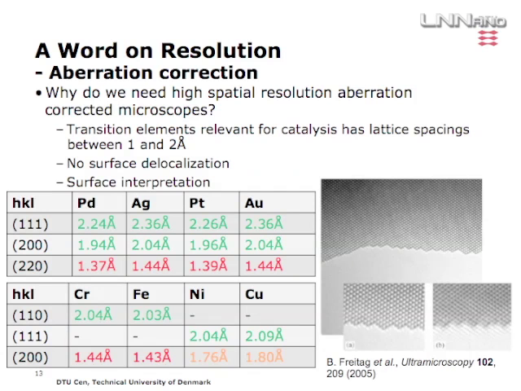Just a quick word on resolution here. Why do we actually need to go to these super high resolution aberration corrected microscopes? Coming from the catalysis world, many of the active elements we look at are the transition metals like platinum, gold, palladium, silver, and maybe more of these down here: chromium, iron, nickel, and copper. Many of the lattice spacings you can easily resolve in a conventional, at least a field emission, microscope.